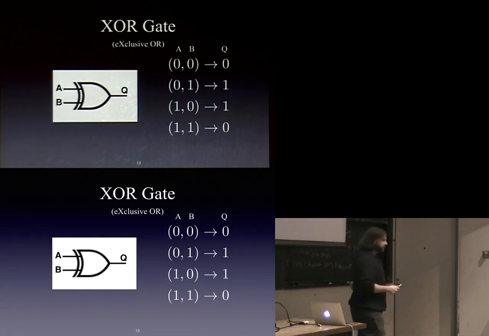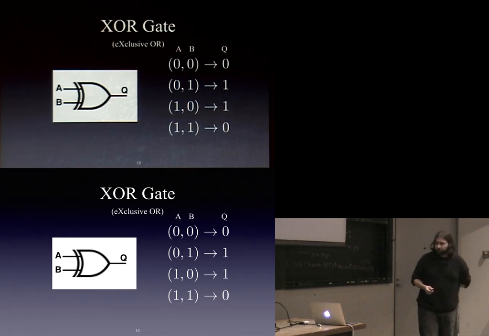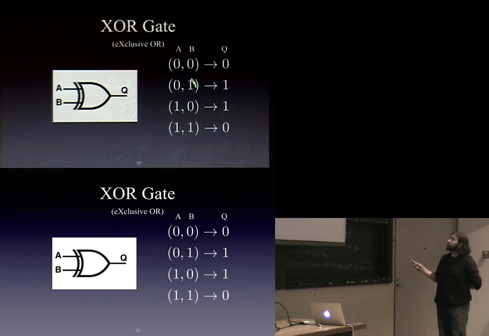There's also a slightly funnier gate called XOR, which stands for exclusive OR, which only gives me a true if one of the two inputs is true. But if they're both true, it gives me false. So the idea here is that I only get true if only one of the two inputs, but not both, is true.